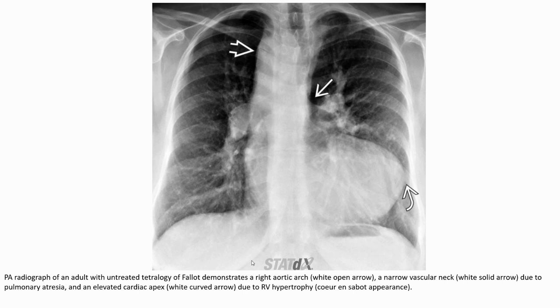This PA radiograph of an adult with untreated Tetralogy of Fallot demonstrates a right aortic arch indicated with the wide open arrow, a narrow vascular pedicle indicated with the white solid arrow due to pulmonary atresia, and an elevated cardiac apex indicated by the curved arrow due to right ventricular hypertrophy, resulting in a boot-shaped heart.